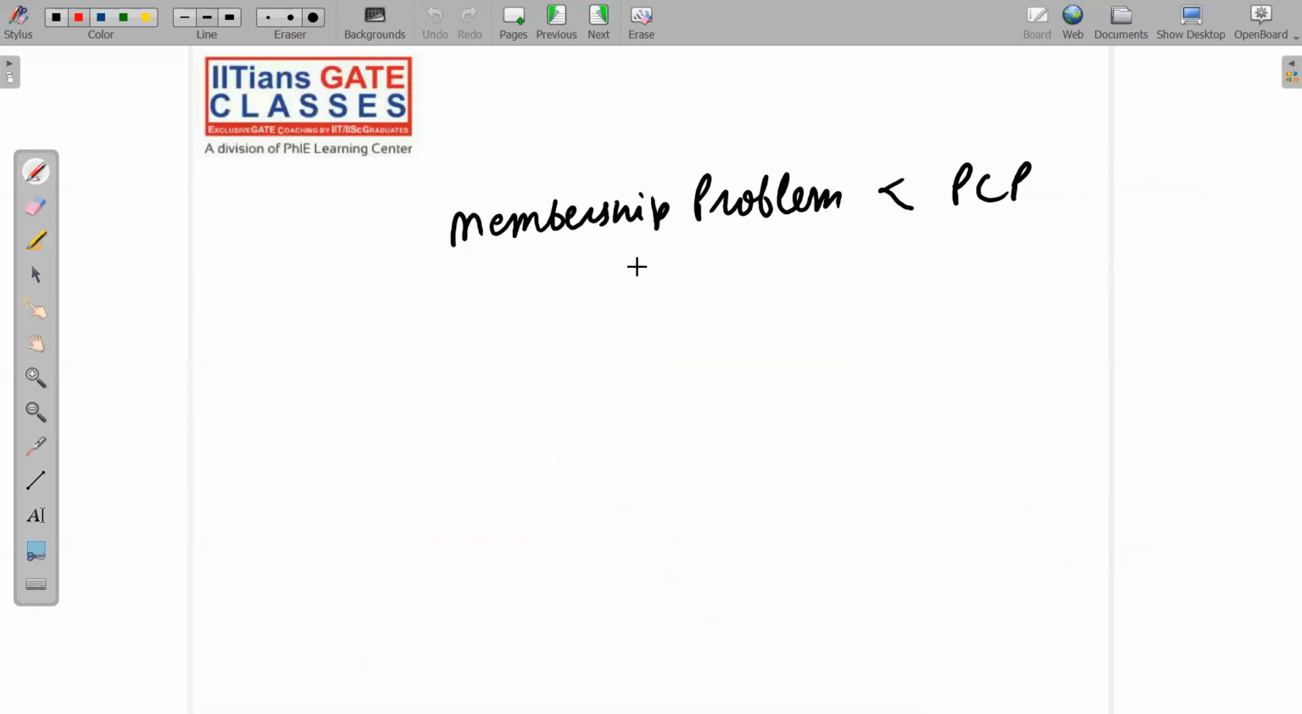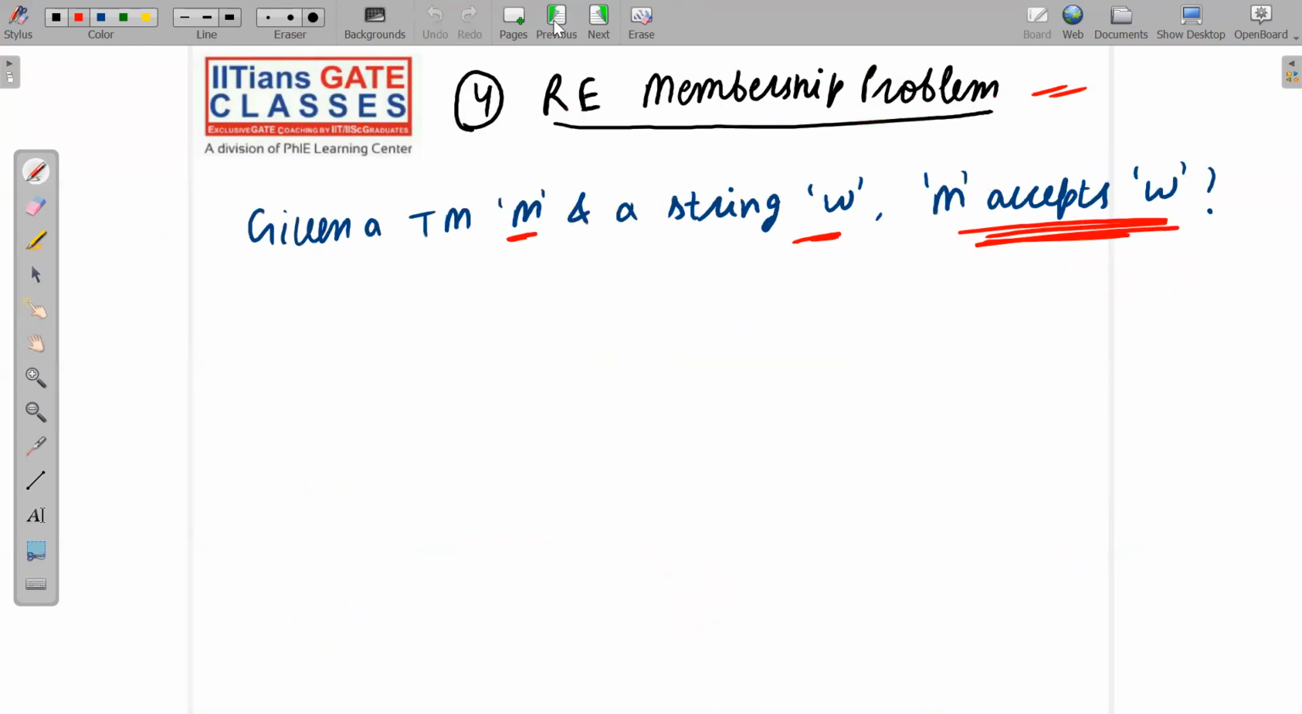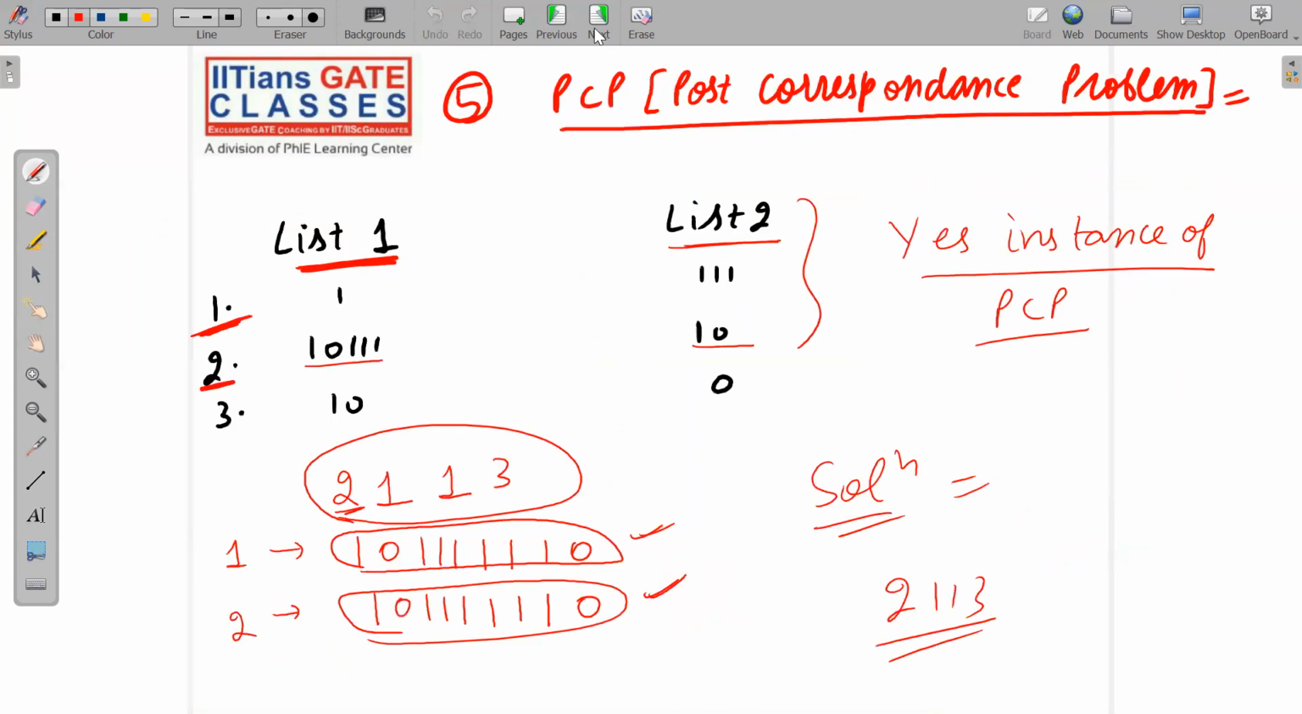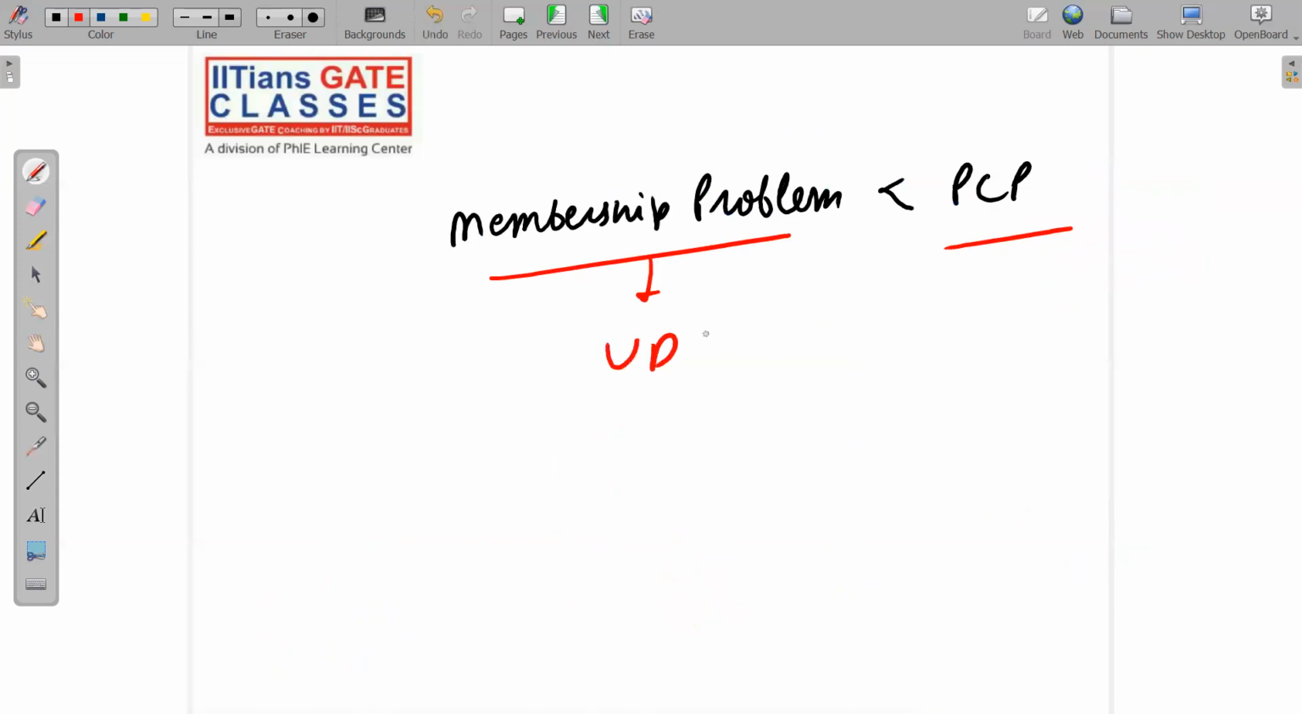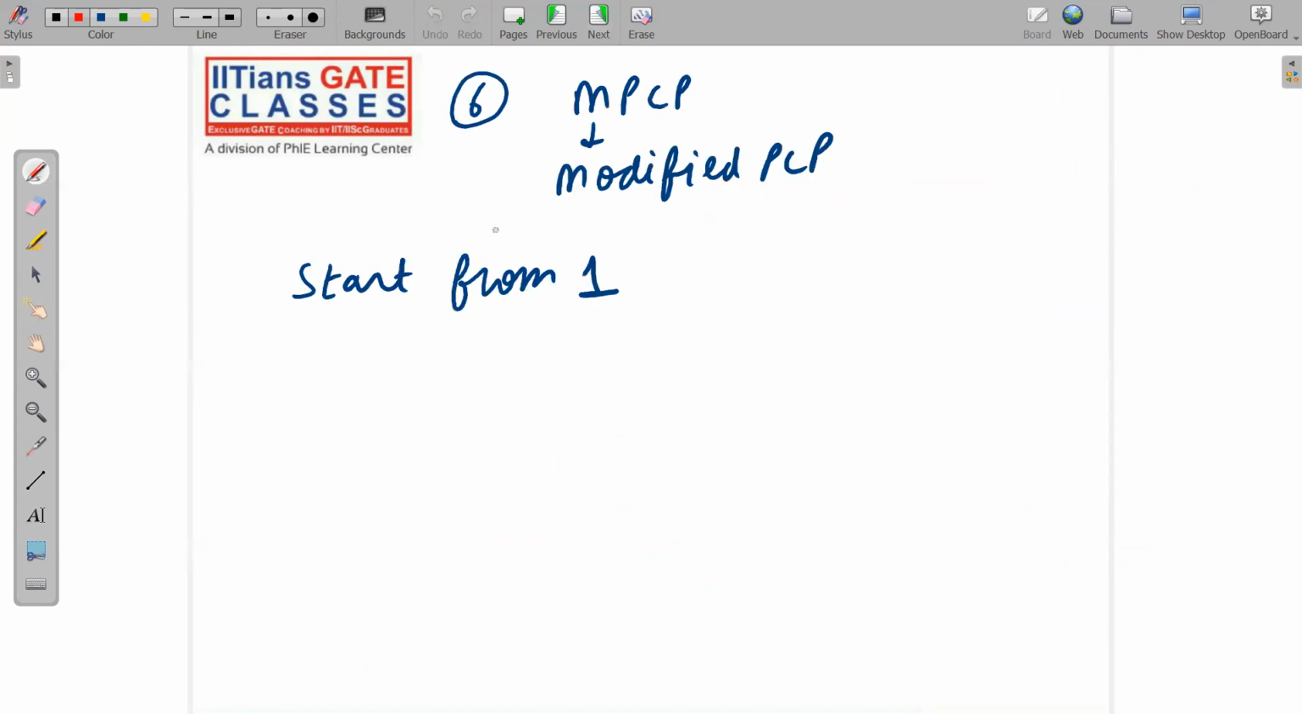Okay, next slide. So it has been proven, it turns out that the membership problem is reduced to the PCP problem. And the membership problem of your Turing machines, sorry, the membership problem of RE. See here, the fourth problem, it is undecidable, and since it is undecidable, obviously PCP will be undecidable. Okay, yeah. So MPCP is modified PCP.